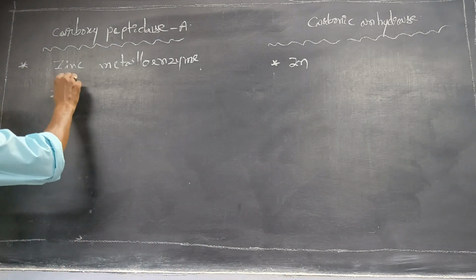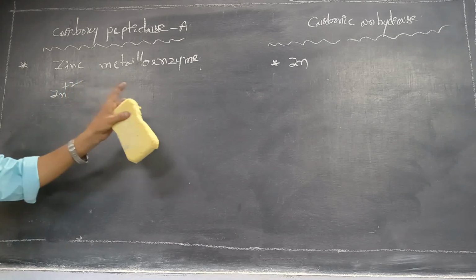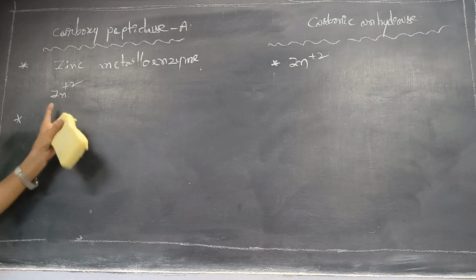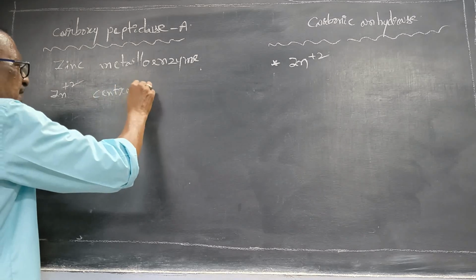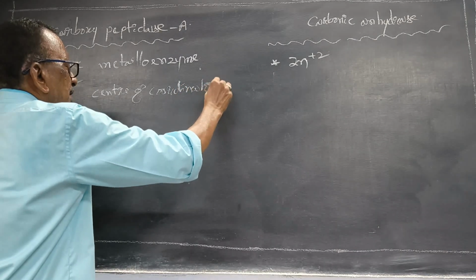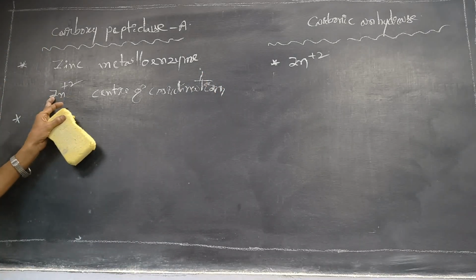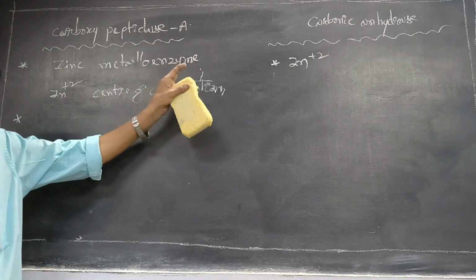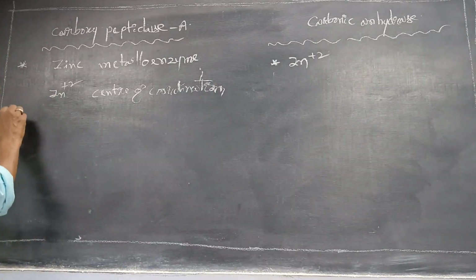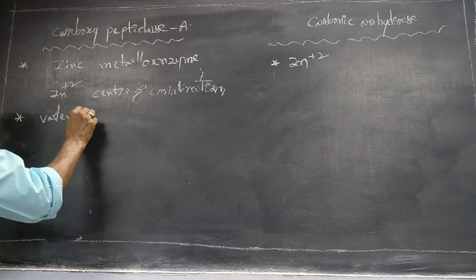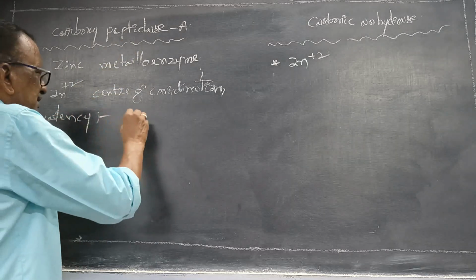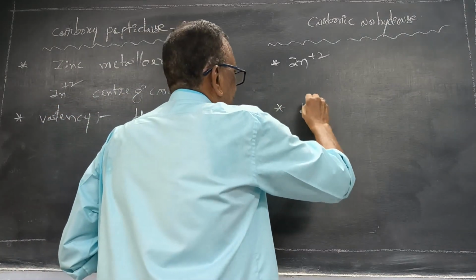In this case, the oxidation state of zinc is +2. Here also it is zinc +2. And so zinc is the center of coordination. So in the case of a complex, zinc is the central ion in both carboxypeptidase A and carbonic anhydrase. Both are having zinc in it. Now let me write what is the valence. In the case of carboxypeptidase and in the case of carbonic anhydrase, both valencies are 4. Here also the valency is 4.